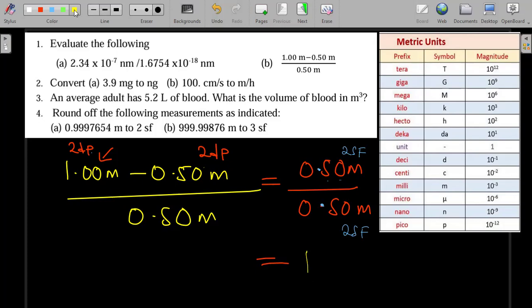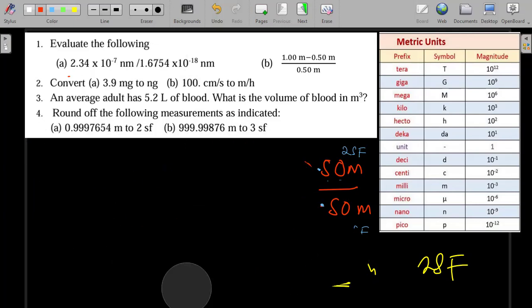When I divide this, I'm just going to get 1. But how do I make 1 have two significant figures? I'm just going to write 1.0 like that, and then I write meters. So this one here has 1, 2 significant figures. So the answer there is 1.0 meters. So we are done with question 1. We've solved A and B. Let's go to question 2. So question 2, we are converting units.